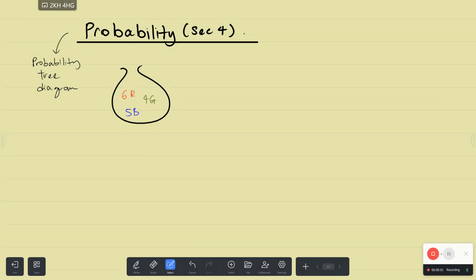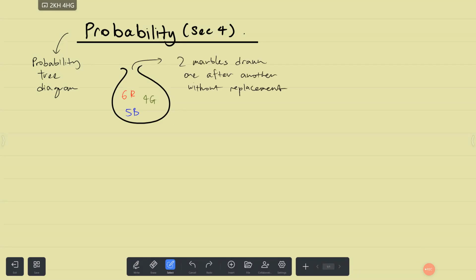Hi everyone, in this video we'll be running through a part about probability in Sec 4 called probability tree diagram. And here we have a bag of marbles, right? There are 6 red marbles, 4 green marbles, and 5 blue marbles, written in short form here. For this particular case, we're going to draw 2 marbles, one after another without replacement. So you take one out and you don't put back the one you've taken out, and you take another one.